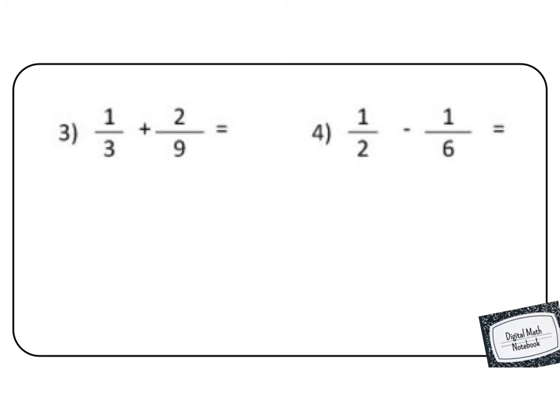All right, friends, the digital math notebook sign in the bottom means that you have this in your digital math notebook. Go ahead and fill in the boxes as we solve these problems together.